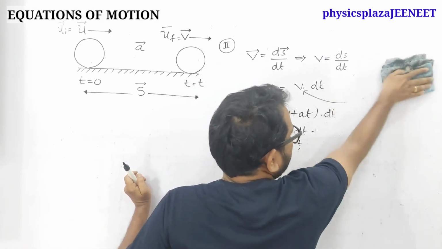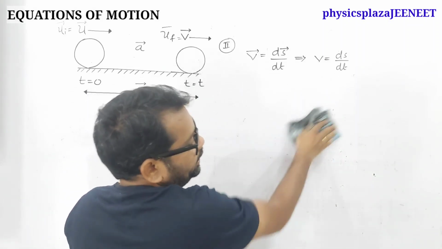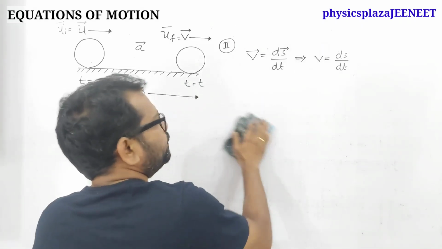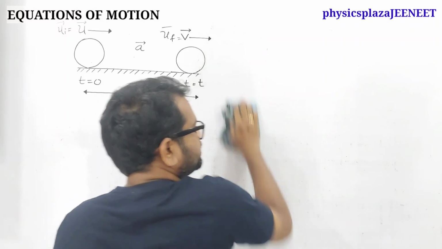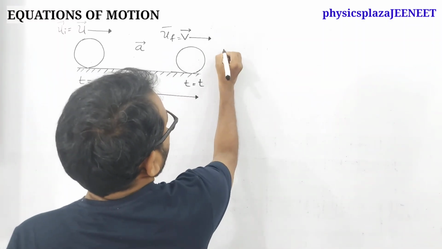So now we discuss the third equation of motion. Children, the first equation of motion we mainly use when any three of the physical quantities are given. If two are given, of course, you also can use that, but especially when final velocity is needed. And the second equation of motion is mainly for displacement covered after time t. Now the third, children.